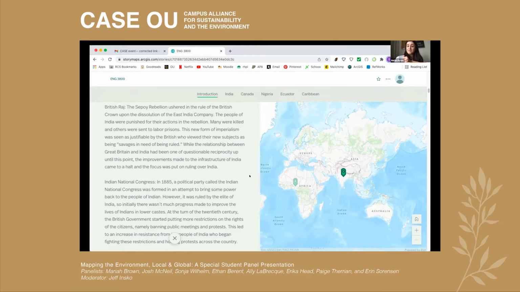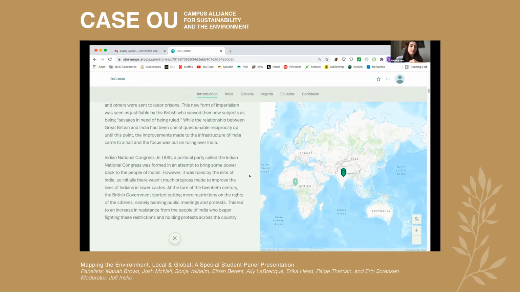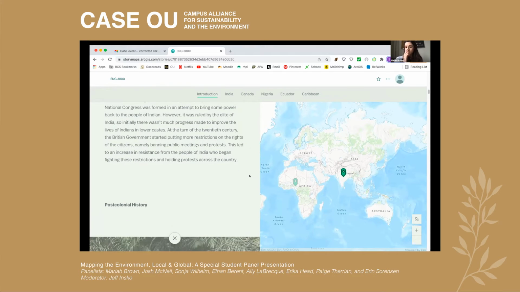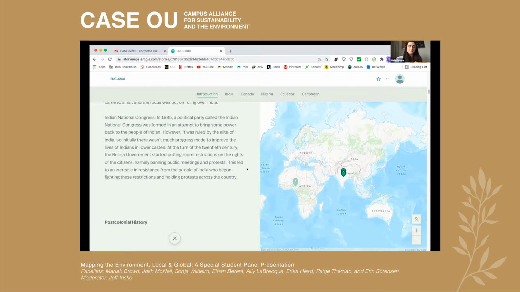So in 1885, the Indian National Congress was formed, and this was to try to bring some of the power back to the people and try to get out from under British rule. And initially, this mainly consisted of people in higher castes, so it didn't benefit the lower castes as much. However, we started to see more protest from all of the people of India, and the British Raj just kind of doubled down on that and started banning public meetings and protests, and started imprisoning a lot of people who were participating in these protests. And that is going to lead us into what Josh has to say about post-colonialism.